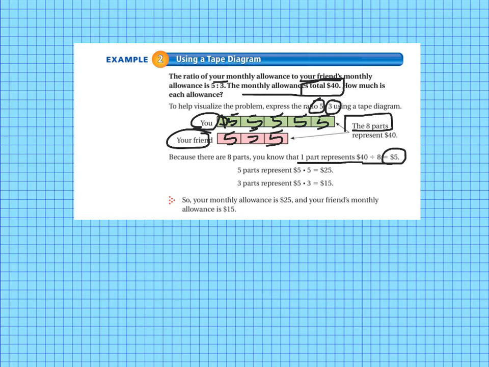So then you can tell how much your allowance is and how much your friend's allowance is. And it says 5 parts represents 5 times 5 because you have 5 boxes and there's a 5 in each box. So 5 times 5 is $25. That's how much you make each week. And your friend's allowance is 3 boxes times 5, so your friend makes $15 a week. So your monthly allowance is $25 and your friend's monthly allowance is $15.